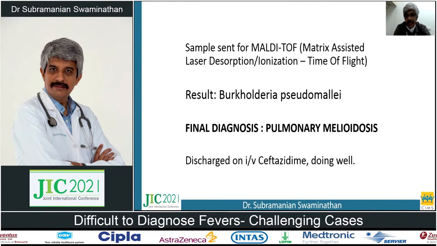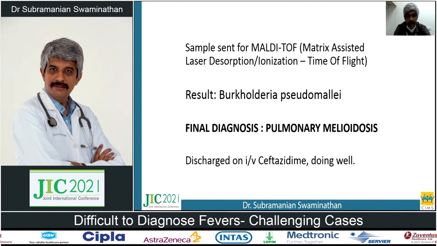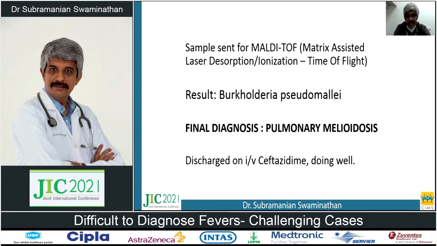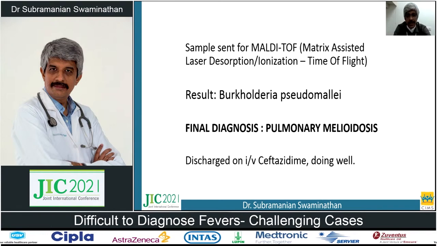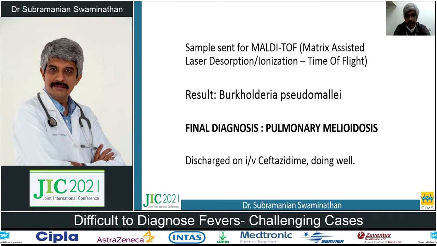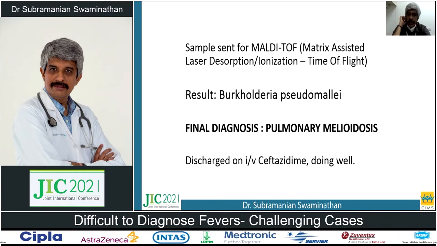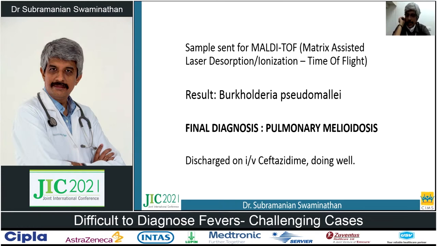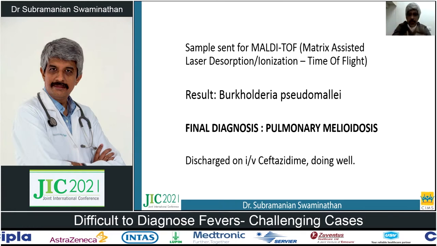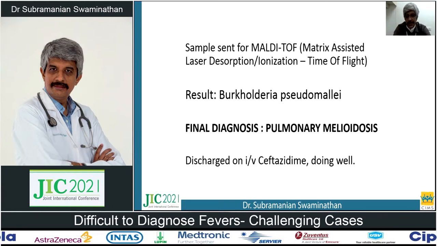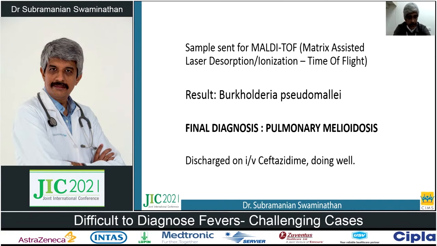Now, of course, the current automated systems are good enough to identify Burkholderia, but about 6 years ago when this patient came, it was 6-7 years ago, systems did not have melioidosis in their panel. And MALDI-TOF actually confirmed that this was actually Burkholderia pseudomallei. And the final diagnosis was pulmonary melioidosis, which can mimic a TB-like picture.